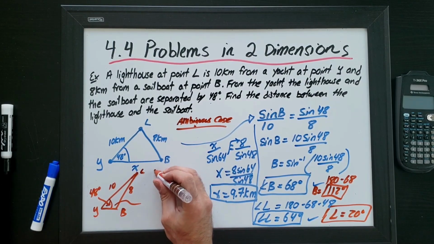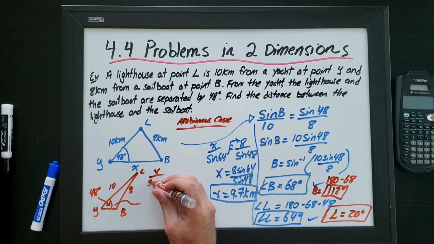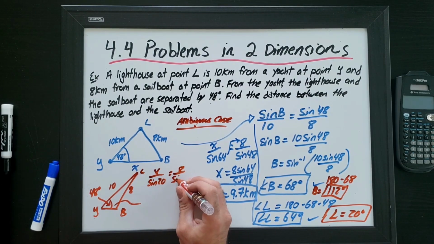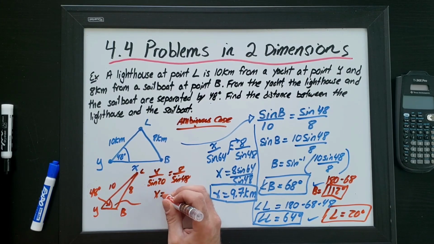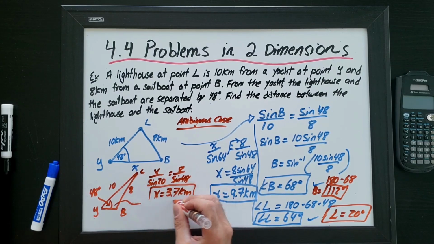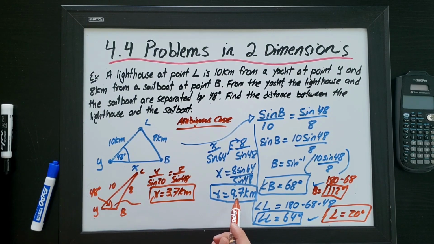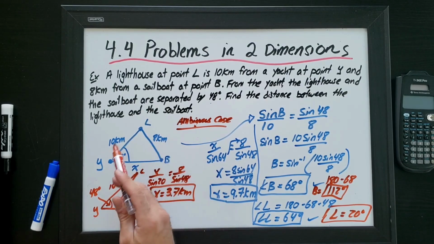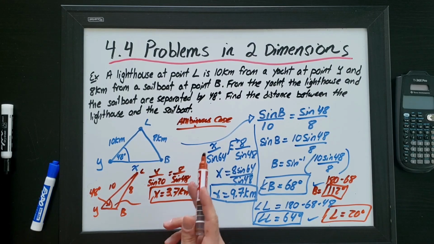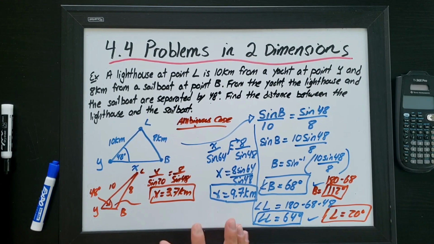It's kind of like this. X over sine of 20 equals 8 over sine 48, and so on, which gives 3.7 kilometers. So my answer could be 3.7 kilometers or 9.7 kilometers. There's really not enough information to say that there's only one answer, so we have to account for both answers in this ambiguous case.